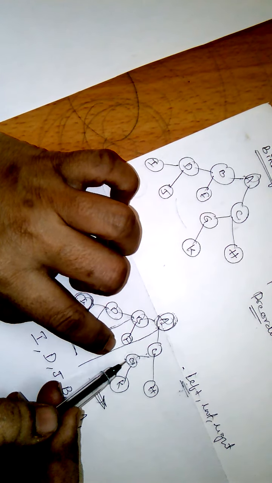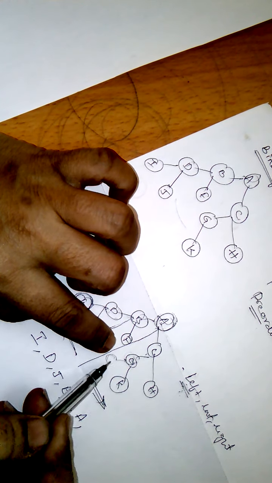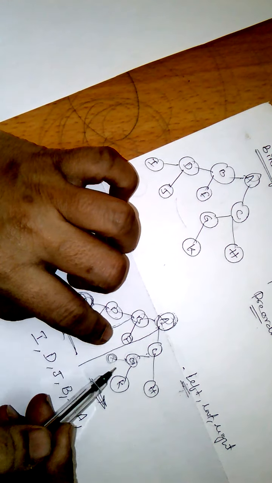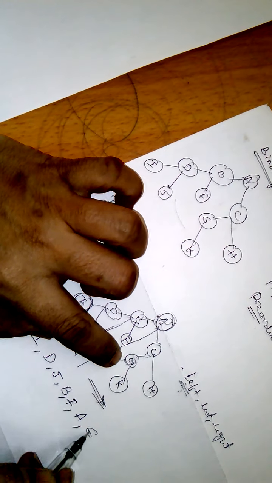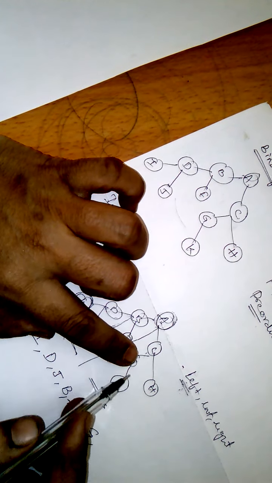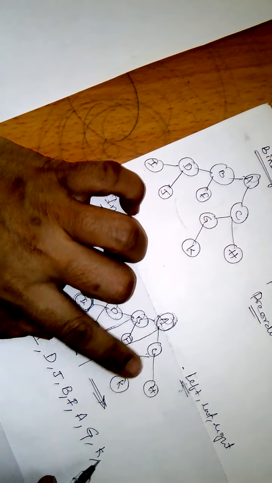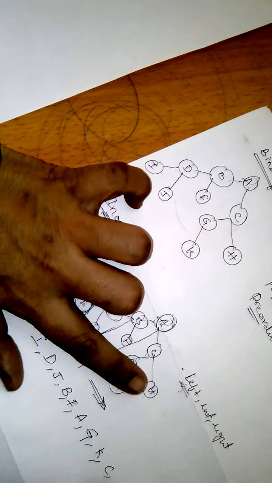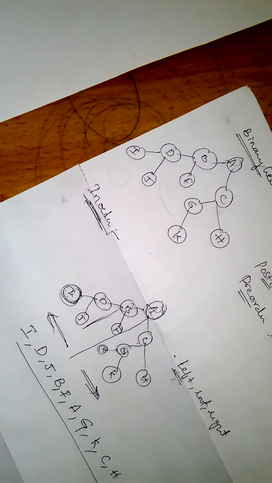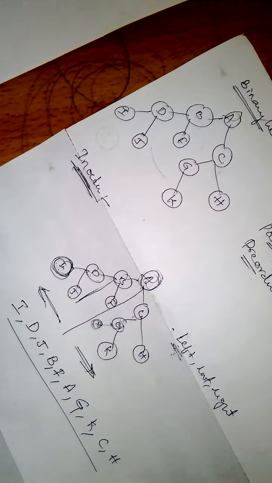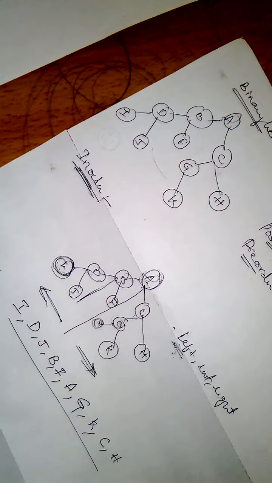Now visit left. There is no left node. It is null. So what will we do? We will visit root. Okay, finish. Then next right. Next root. Next right. Okay, this is called in-order traversal. This we call in-order traversal.